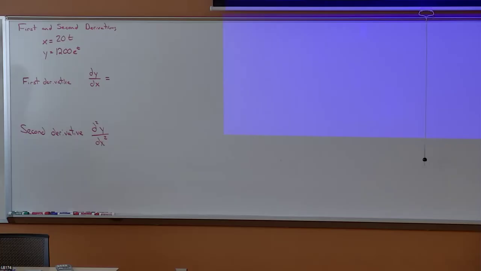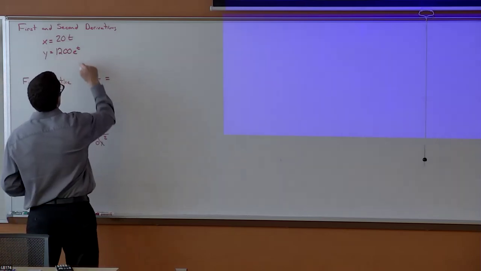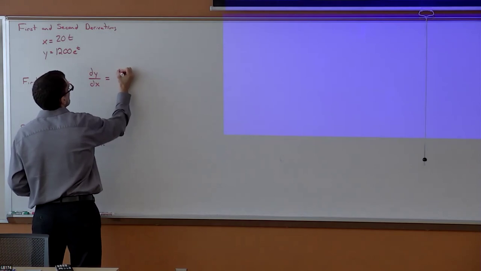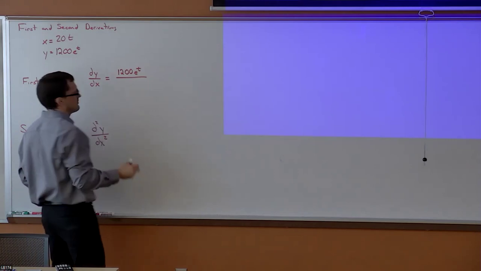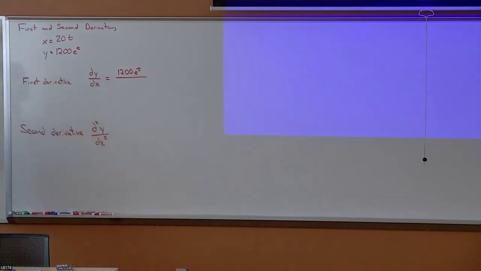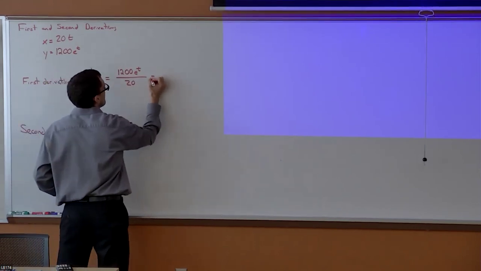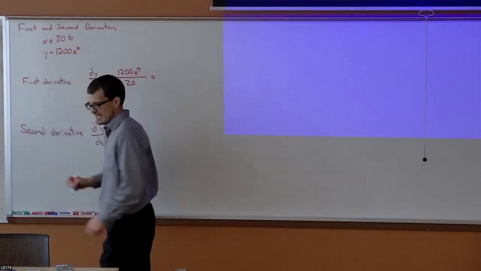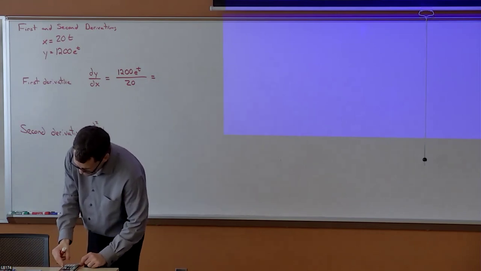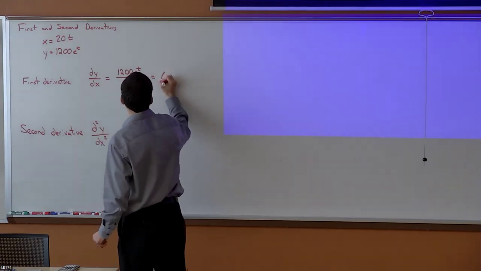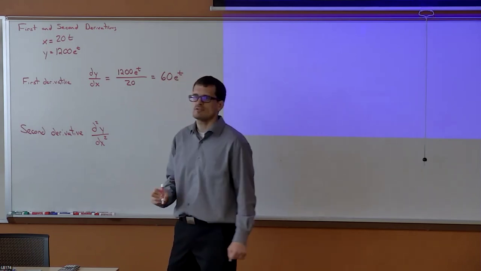All right, let's do it. Okay. So derivative of the y with respect to t is actually 1200 e to the t, because derivative of e to the t is just e to the t. Derivative of 20t is 20. So in reduced version of that, when you take 1200 and divide it by 20, you get 60. So this gives me 60 e to the power t.